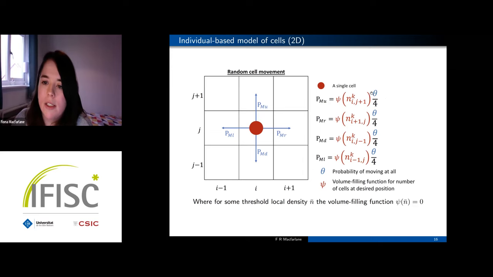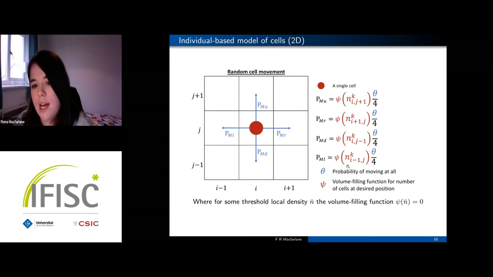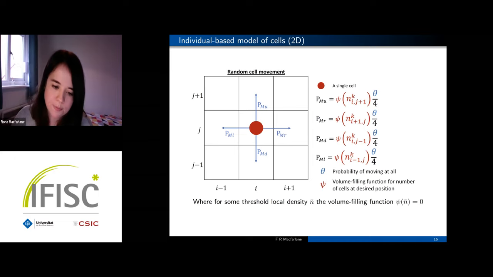With these probabilities as well, we also have some inherent probability of moving at all, which is given by theta. And here we take this over four, just because we've got these four different positions. So that if there's no cells in any of these positions, there would be an equal probability of moving to any of the four neighboring positions.